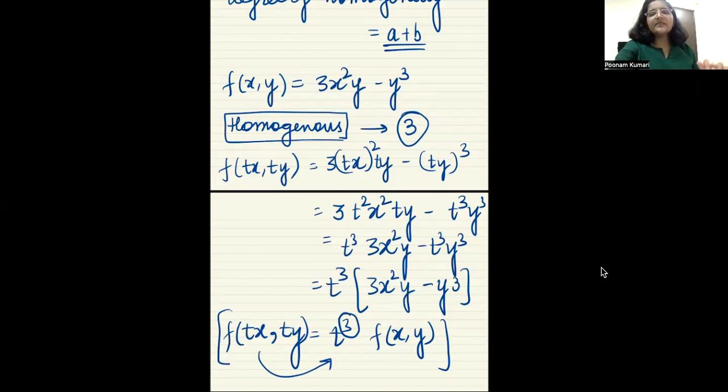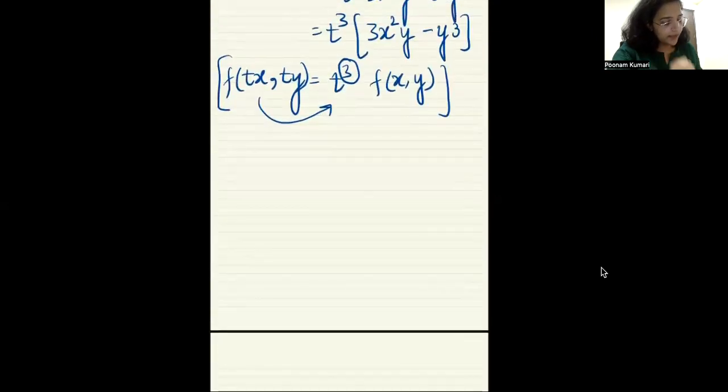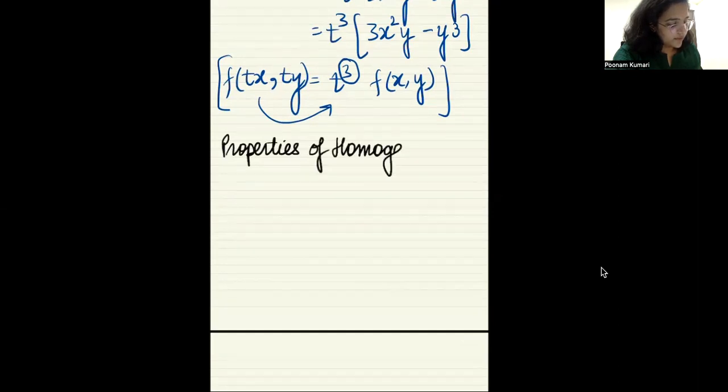Okay, so now let's see what are the different kinds of properties of homogeneous functions. What properties they satisfy when you do partial derivatives, when you do double derivatives, what properties you typically see in a homogeneous function. We will talk about that, and then we will take an example to verify whether the properties we have written here are satisfied or not. Okay, so let us look at some properties of homogeneous functions.